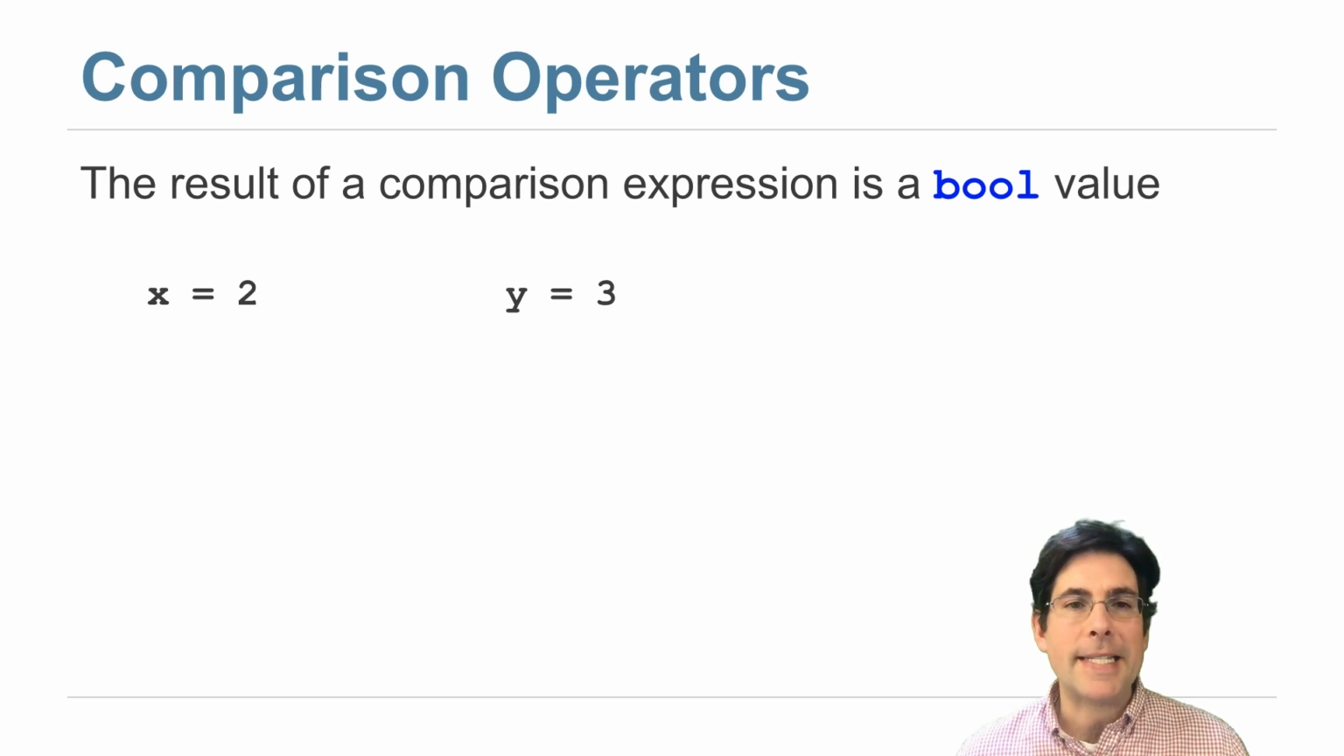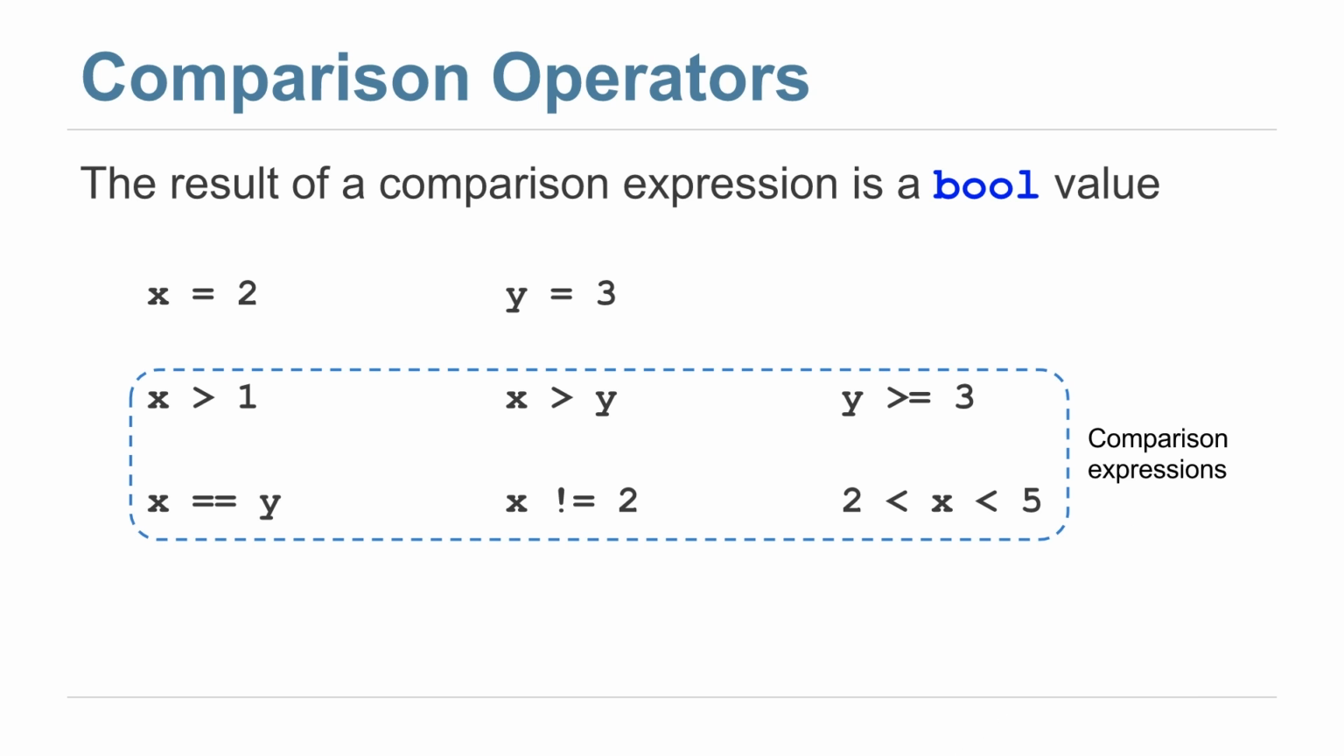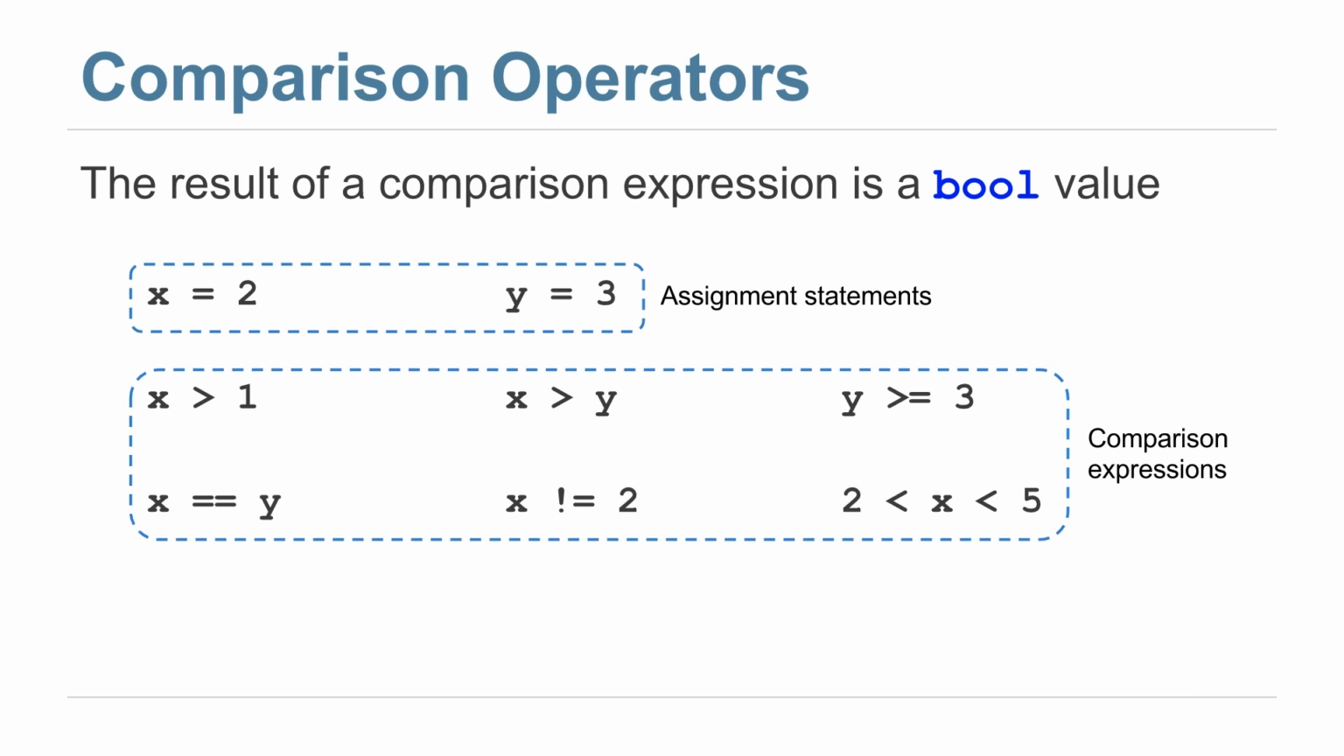We've already seen assignment statements like these. Comparison expressions like these and like these are a bit different. So these 6 comparison expressions have a different role in Python than the 2 assignment statements at the top. Assignment changes a name to refer to a new value. Comparison expressions check whether some expression is true or false.